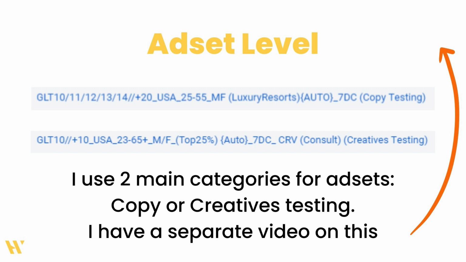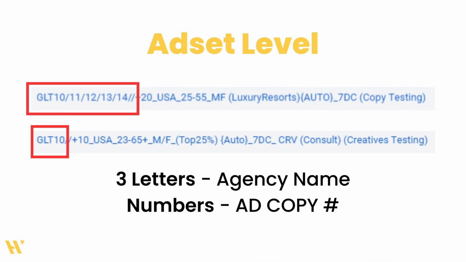Here, I incorporate copy testing and creatives testing. I've previously made a video about this. You can find it in the top right corner. I assign different numbers to each ad copy, description, and headline using an ad copy worksheet. One number implies one ad copy tested with different creatives, and multiple numbers mean testing multiple ad copies.